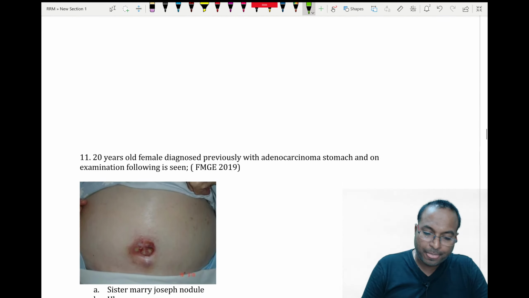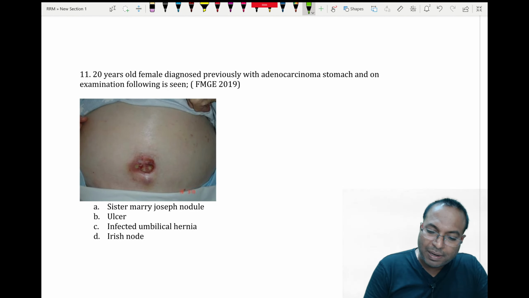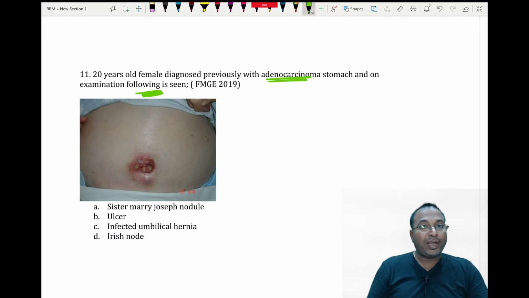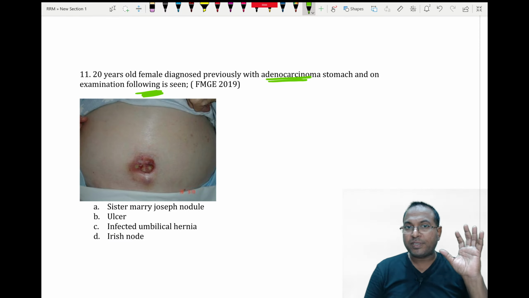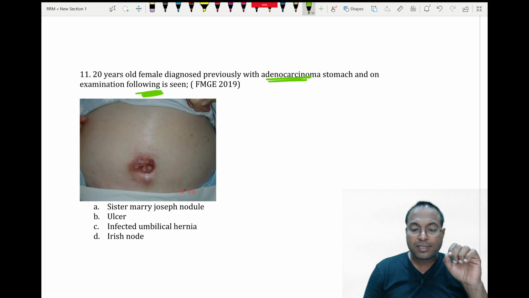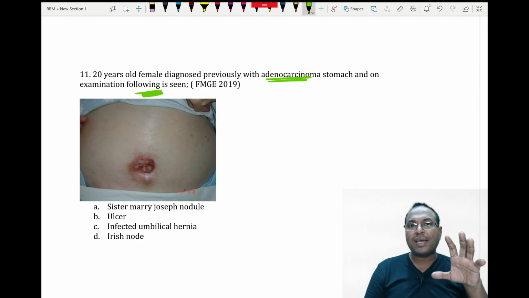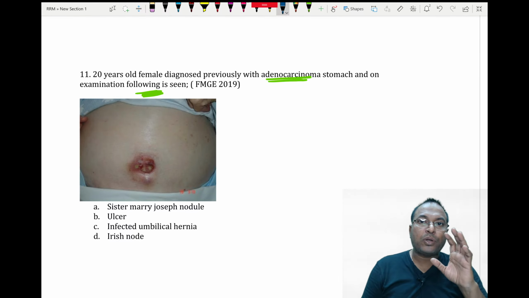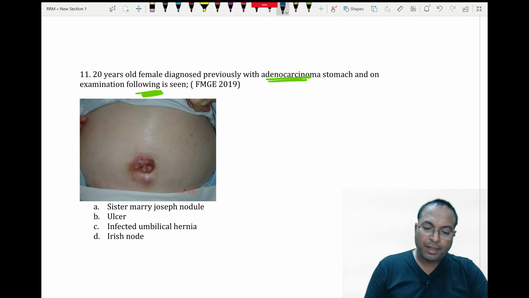Please remember that. A 20-year-old female diagnosed with adenocarcinoma stomach, and on examination the following is seen. We have seen around 55 questions from the general part, 25 questions from thyroid and breast. There are 56 to 60 questions in GIT. GIT is one of the favorite areas for FMG examiners. Definitely you are going to get 12 to 15 questions from the GIT part.